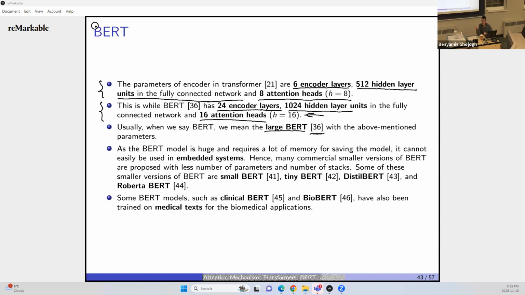How can we have BERT in embedded systems, such as cell phones? We can't, because we'll have a memory error. It doesn't fit in the memory, right? As a result, they have made smaller versions of BERT. So small BERT, tiny BERT, DistilBERT, RoBERTa. These are different versions.